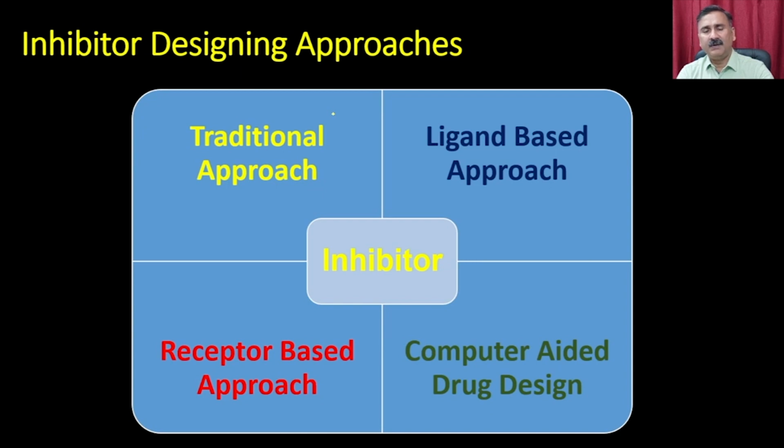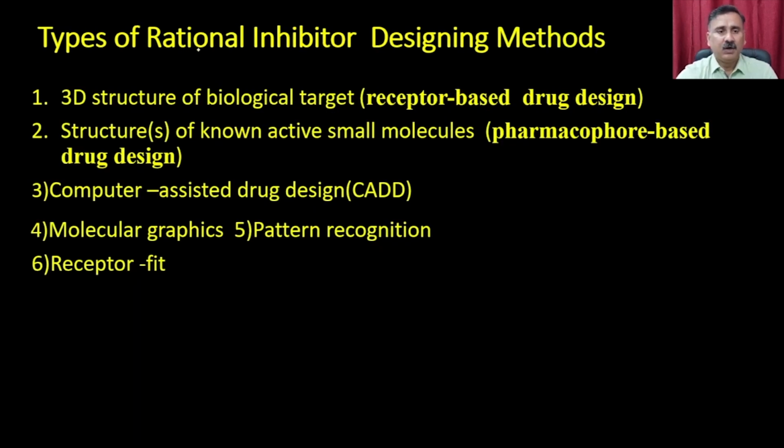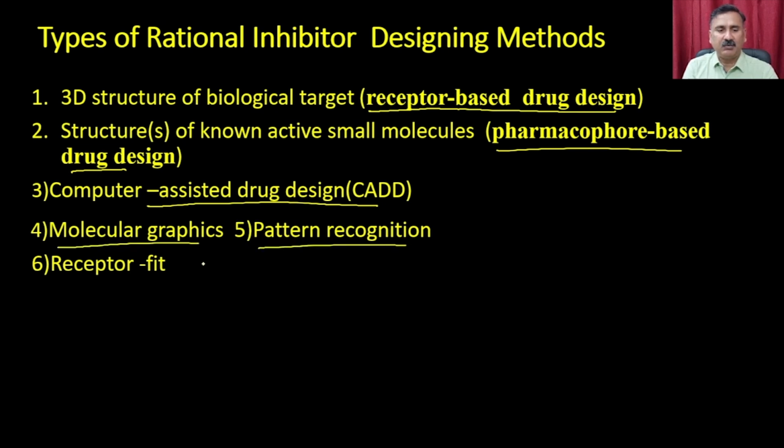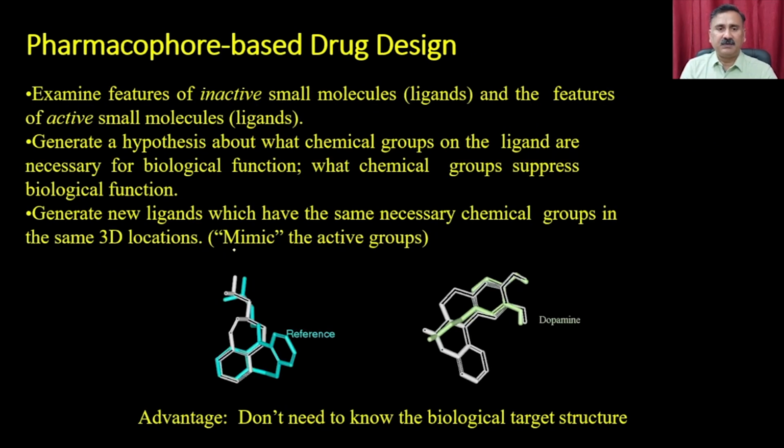Before discussing these approaches, let's see what different options are available for inhibitor designing. You have the receptor-based approaches, the pharmacophore-based approaches, the computer-based approach, molecular graphics, pattern recognition and receptor fit. Many of these approaches one can use, depending upon the resources and the expertise. So let's start first with the pharmacophore-based inhibitor design.